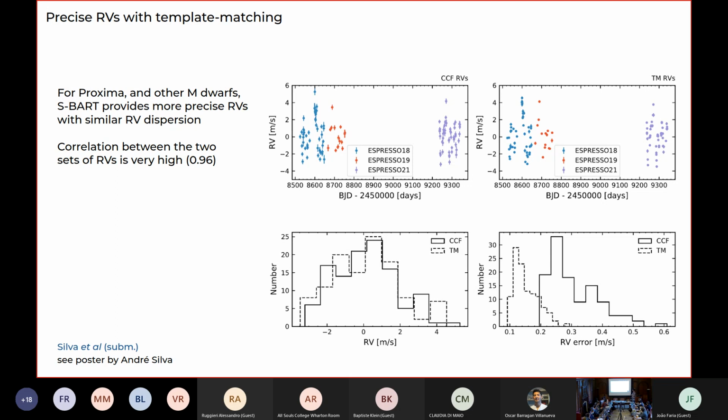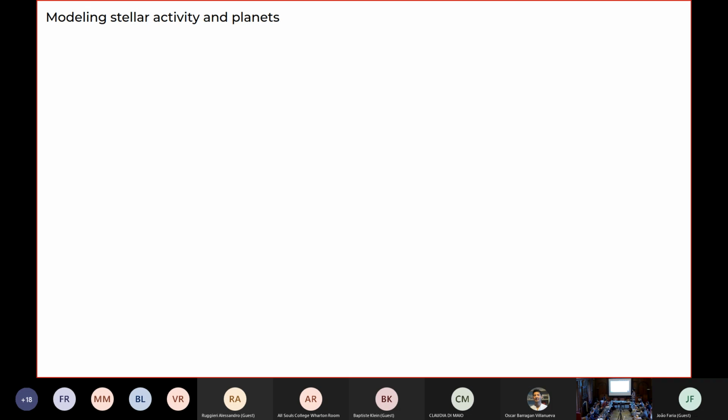And so you see that in terms of RMS, they're very similar, but we get substantially lower uncertainties in the radial velocities. There's Andreas' poster if you're more interested, or talk to him or to me about this. And we are waiting for the referee report on this paper. Then let me talk to you about how we are using these radial velocities to model stellar activity and planets.